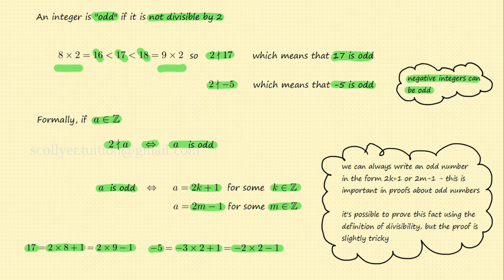Now, the fact that we can always write an odd number in the form 2k plus 1 or 2m minus 1 is important in proofs about odd numbers. And it's possible to prove that we can always write an odd number in one of these forms directly from the definition of divisibility, but the proof is slightly tricky, so I haven't done so.